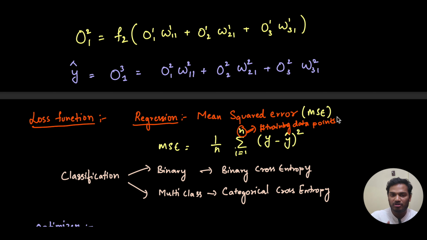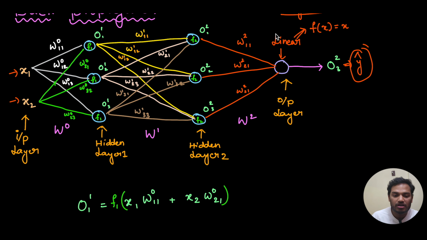Just try to remember or recollect all the videos. Okay, this n is nothing but the number of training data points, and here this is our actual output, whereas this is our predicted output. And from where will we be getting this predicted output? This predicted output will be coming from this particular network that we are having.